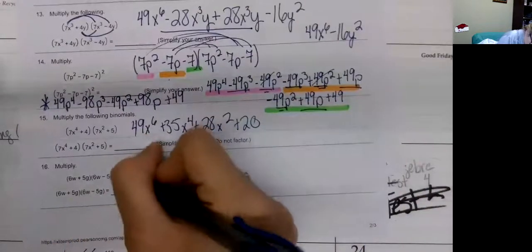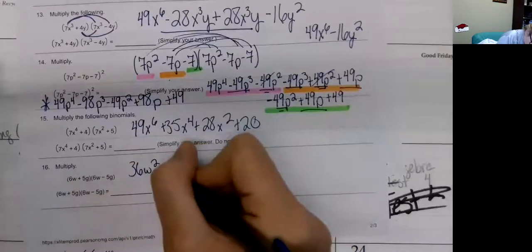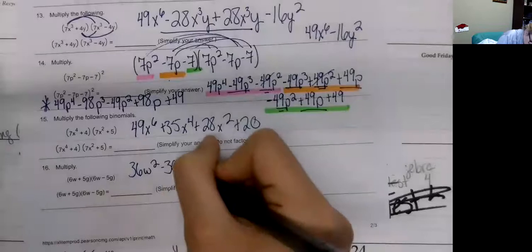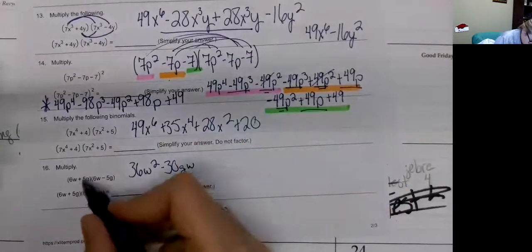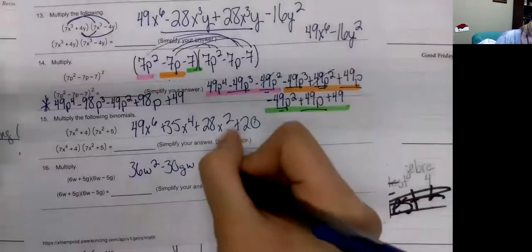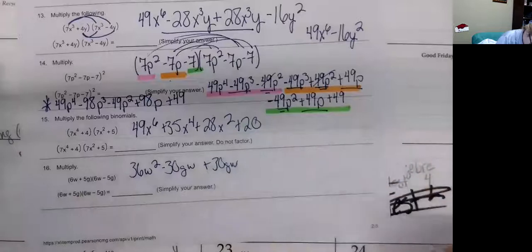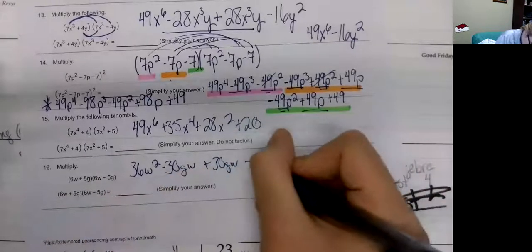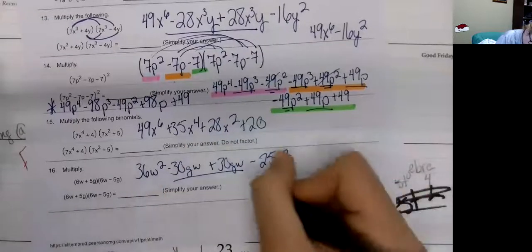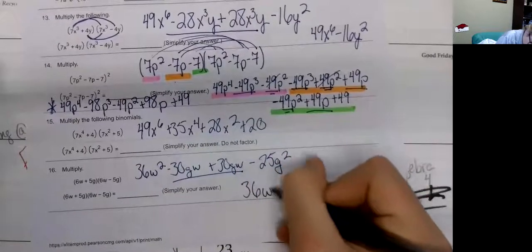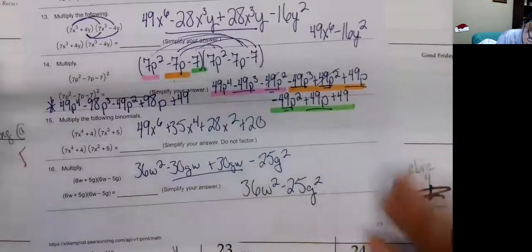6w times 6w would be 36w squared. 6w times negative 5g would be negative 30wg. I'm going to say gw because alphabetically gw. But 5g times 6w, that'd be positive 30gw. 5g times negative 5g would be subtract 25g squared. Those cancel, so we have 36w squared subtract 25g squared.